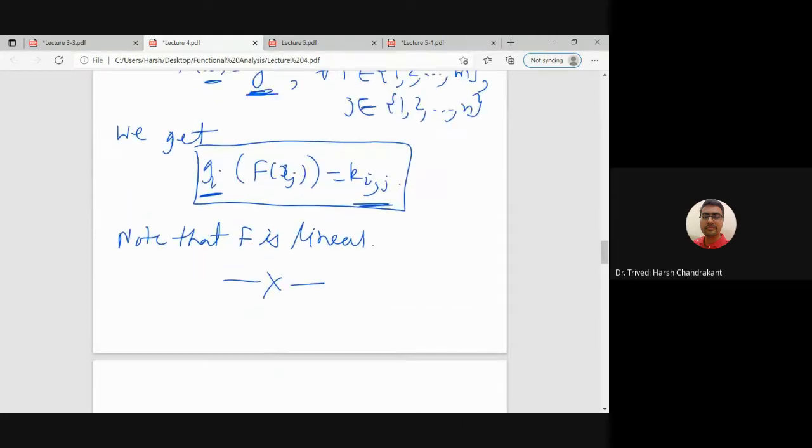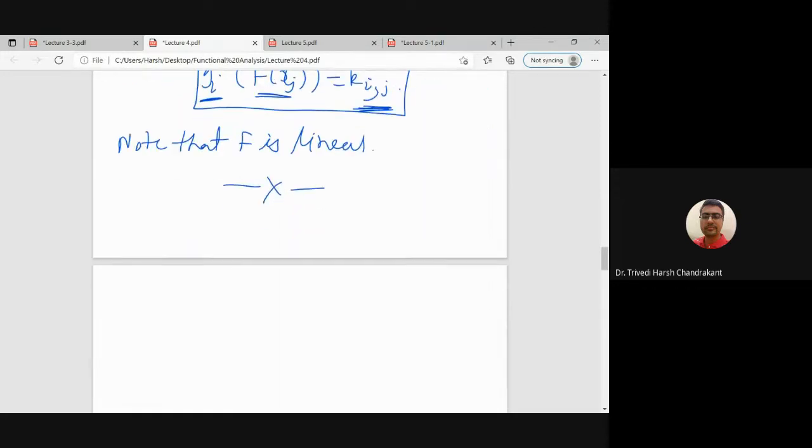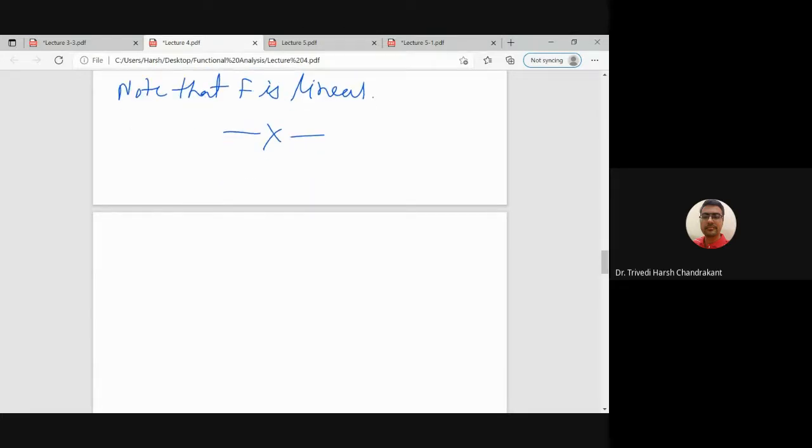Using this definition, we can verify the ith coordinate of f(xj). What is f(xj)? f(xj) is an element of y, because f is from x to y. So in y we can find the ith coordinate, and that is exactly this kij. So this f is linear and this happens.